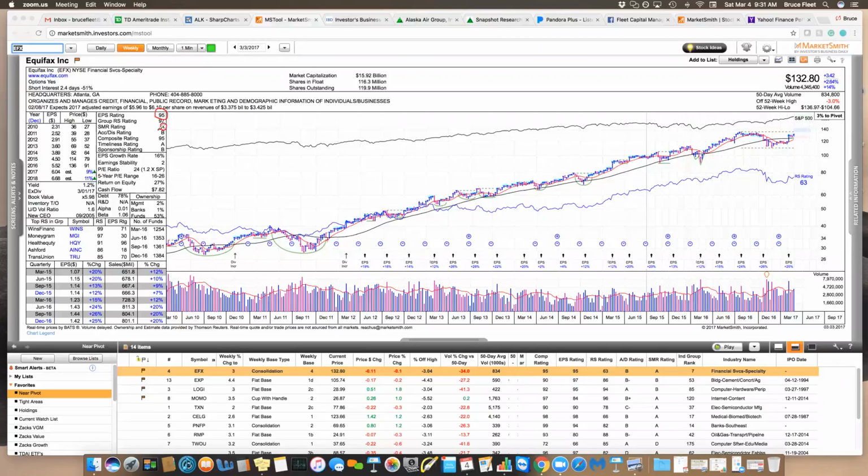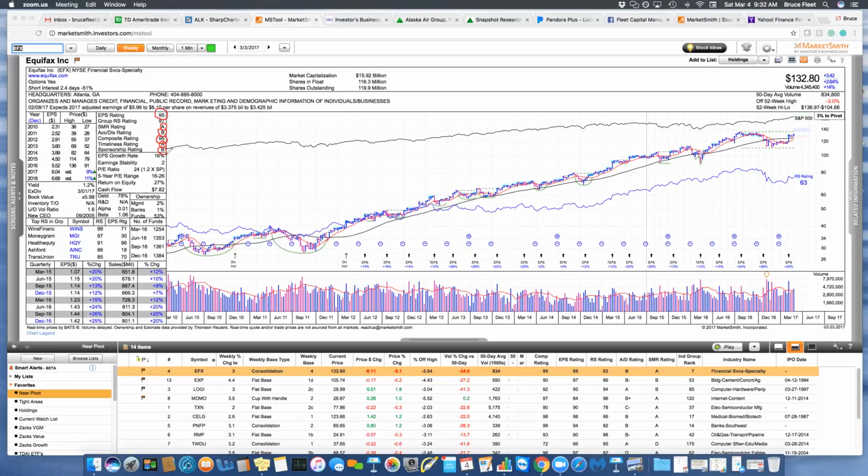Their accumulation distribution, are institutions buying the stock, is strong. I'd like to see an A or a B. Their composite rating is strong. So as you can see, I'm looking at this stock real time right now with you, and I'm saying the timeliness is strong. The sponsorship rating, that's mutual funds that are buying the stock, is strong. So far, everything looks good. This is a stock we might buy.